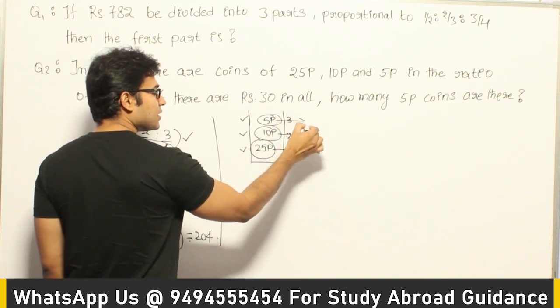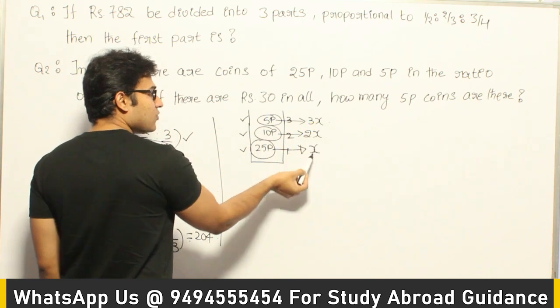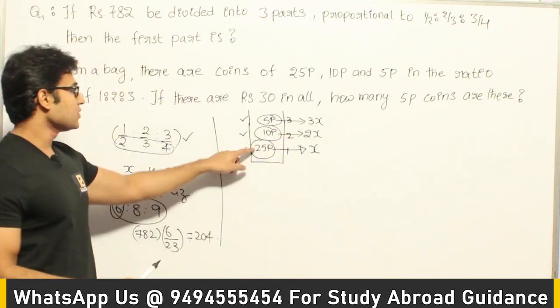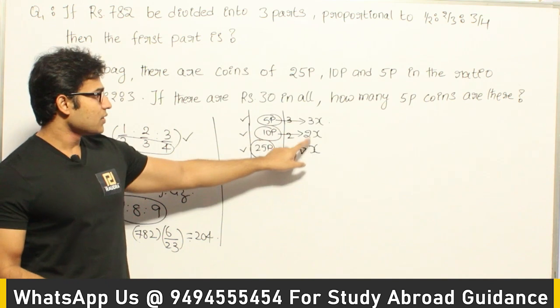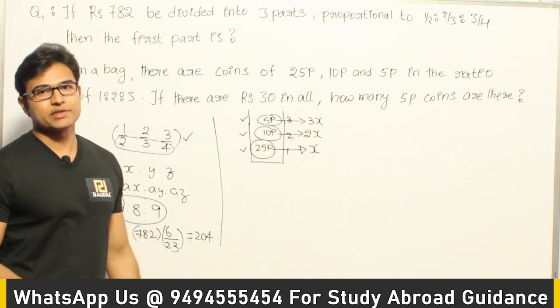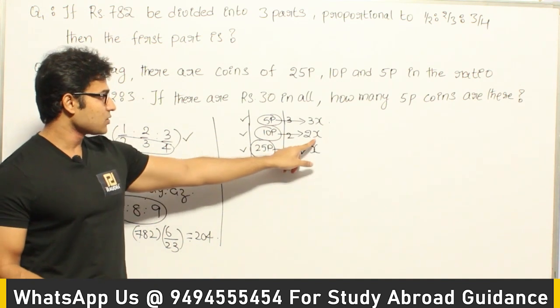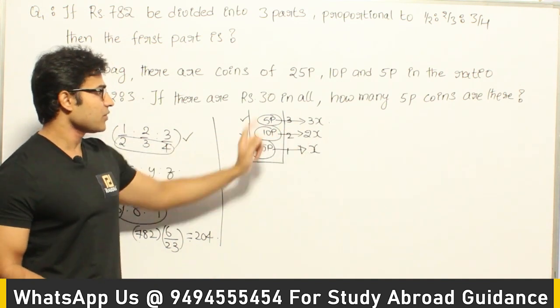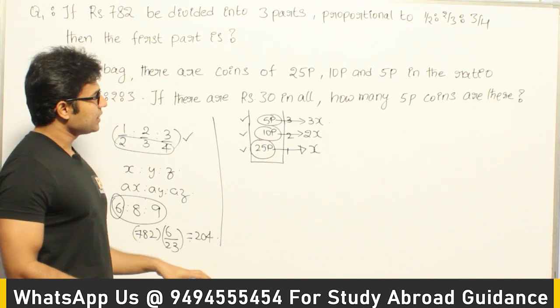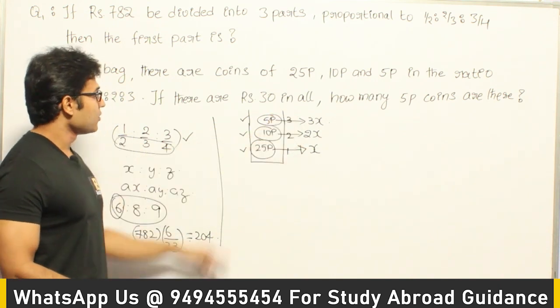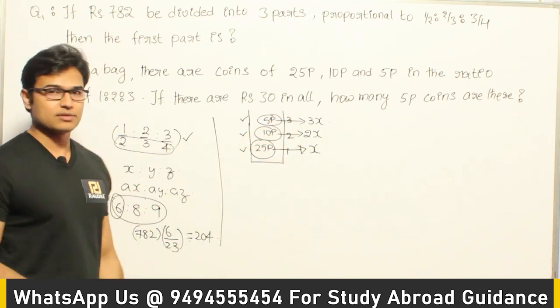Since it is 3 times, it should be 3x, right? Now again, if you find out the ratio of 25 is to 10 is to 5, then I get 1 is to 2 is to 3. Therefore, our assumption is right. I can assume that there are x coins of 25 paisa, 2x coins of 10 paisa, 3x coins of 5 paisa. Now they are saying that all of this put together is going to contribute 30 rupees, right?